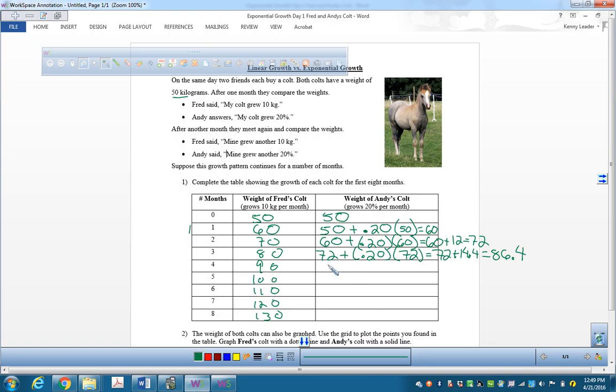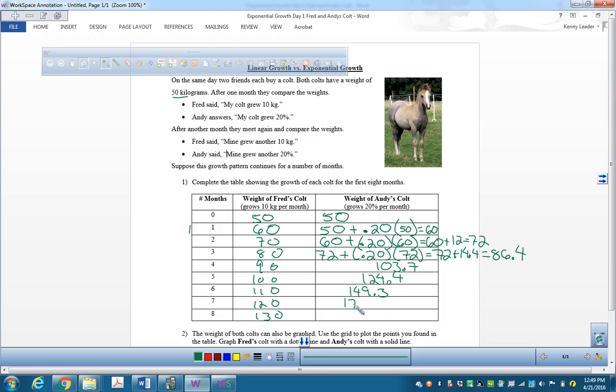Who could tell me what comes after 86.4? What came next, Mandy? 103.68. Yep, they got about 103.7. What do you get for the next one? 124.4. Any questions about that? Okay. What do you get for the next one, Jake? 149.3. You did get 149.3. Very good. What do you get for the next one?